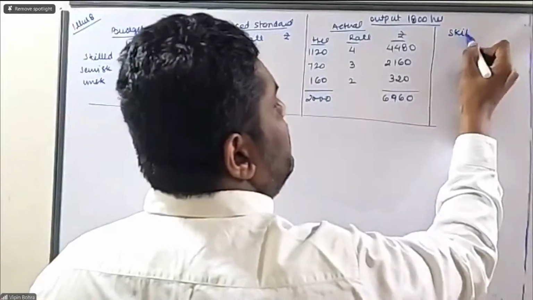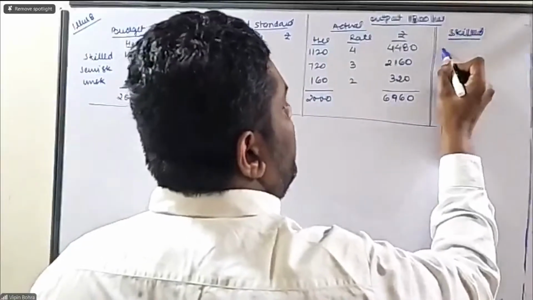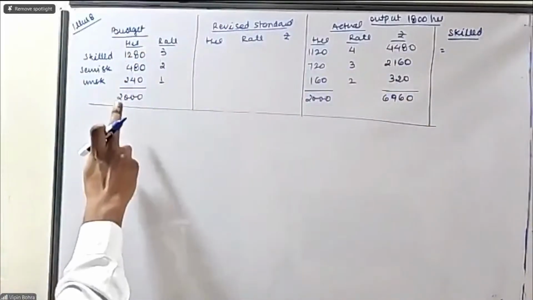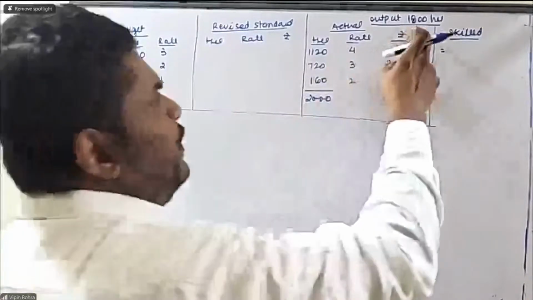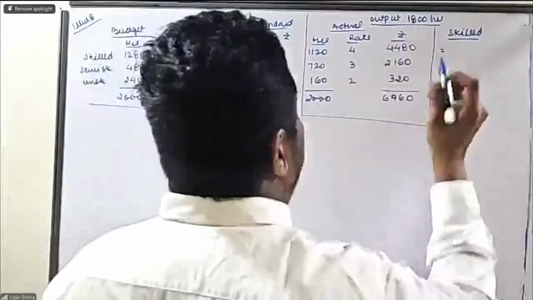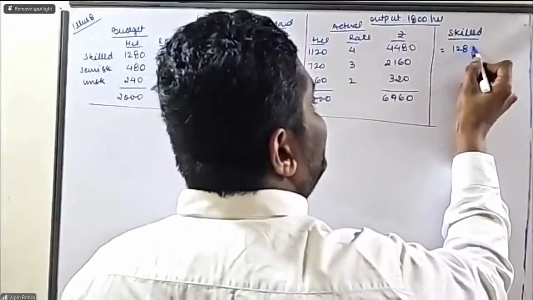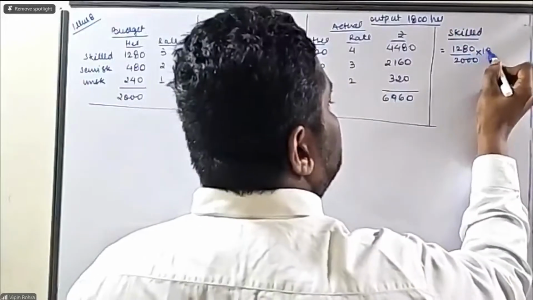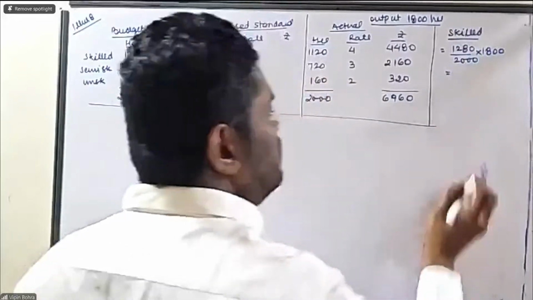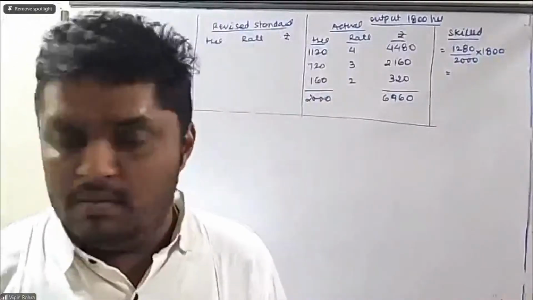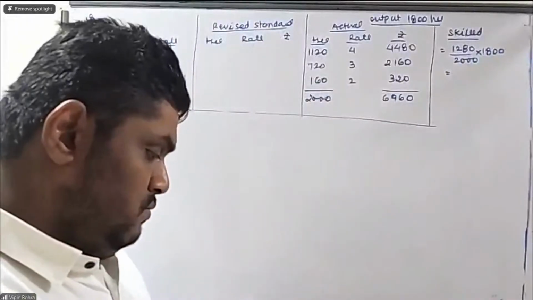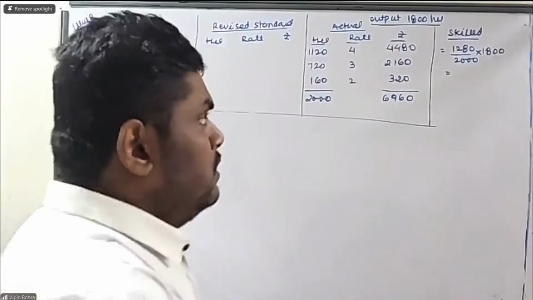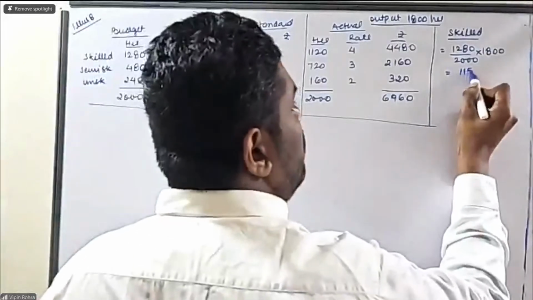So for skilled, it will be 1280 hours for 2000 hours of output. So for 1800 hours of output, how much? So 1280 for 2000 hours of output. So for 1800 hours of output, how much? 1152.